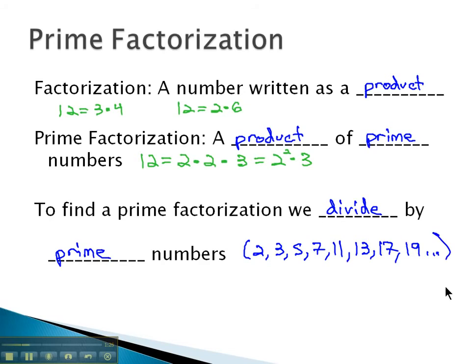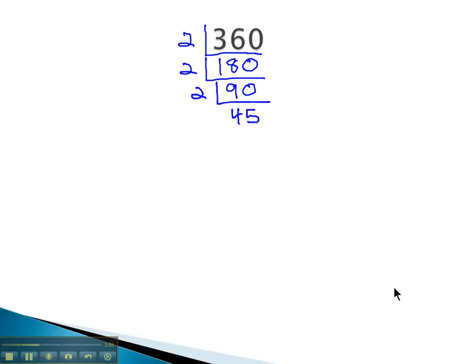So for example, if I had a number like 360, and I wanted to find the prime factorization, I'll put this little upside down divide bar so that I'm working down. A prime number I can divide into that is 2. 2 goes into 360 180 times. And a prime number I can divide into that is 2, which goes in there 90 times. 90 is divisible by the prime number 2, which goes in there 45 times.